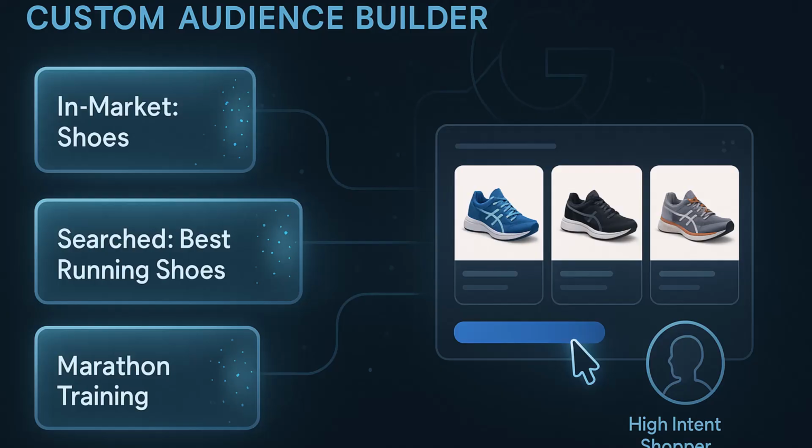Add interest or intent-based segments that align with your product. If Google's in-market list for apparel and accessories, shoes is available and you sell shoes, that's a no-brainer to include. You can also create custom segments. For example, people who searched for best running shoes or marathon training. This uses Google's new custom audience builder, which replaces old custom intent. These can capture high intent users.